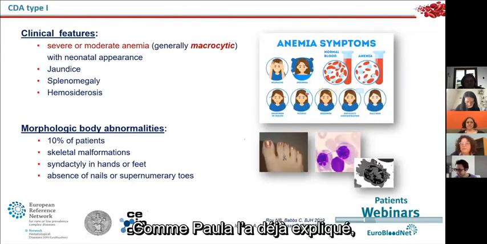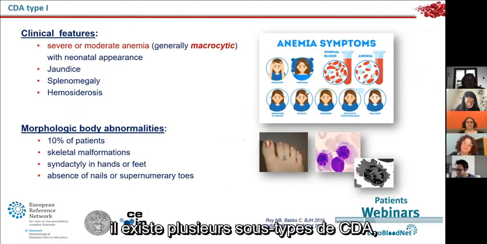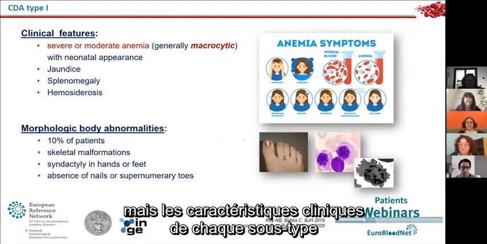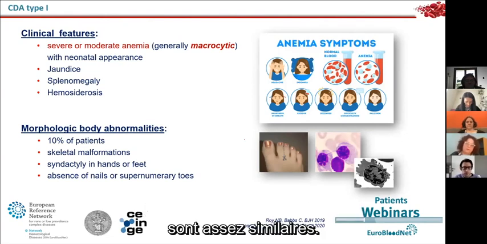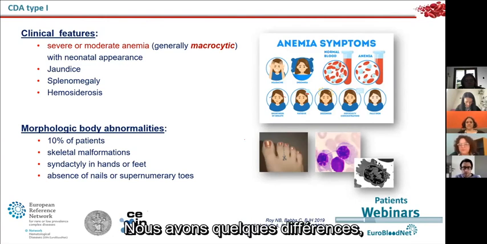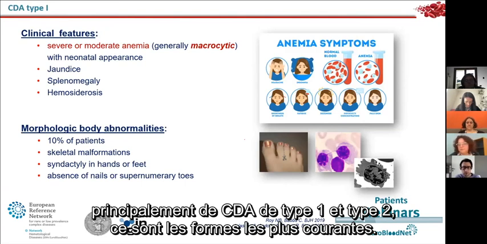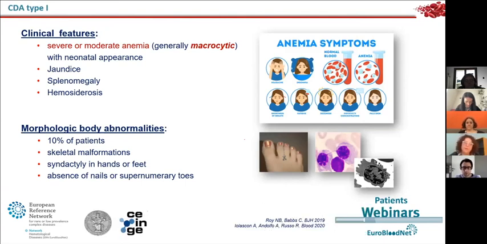As already explained by Paola, there are several subtypes of CDAs, but more or less the clinical features of each subtype are pretty much similar. We have some differences, mostly between CDA type 1 and type 2, which are the most common forms.